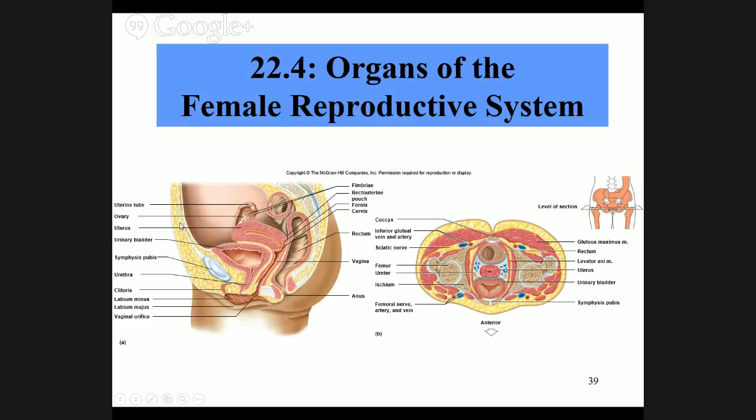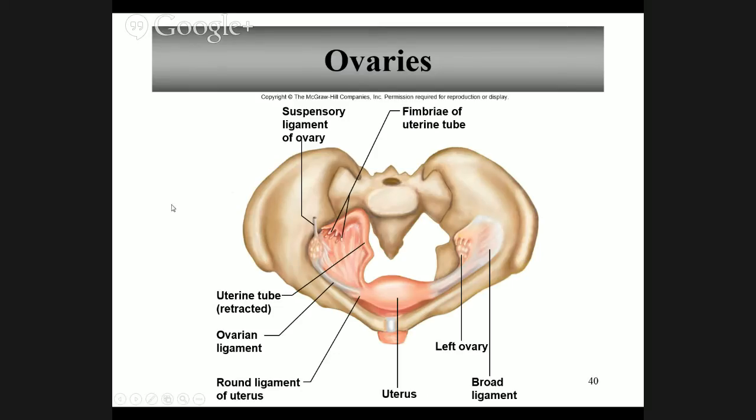So let's talk quickly about the organs of the female reproductive system. And here's a slide showing the reproductive organs. And here's a slide of the ovaries.